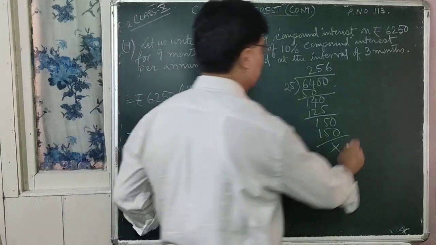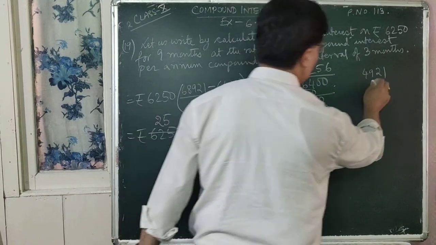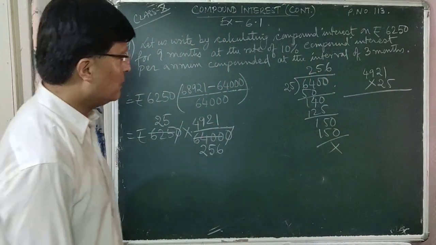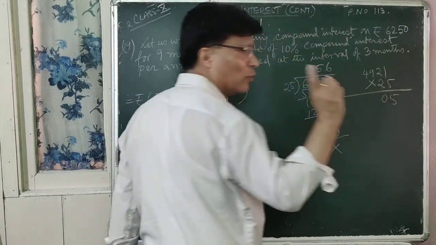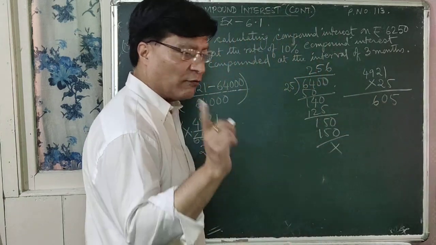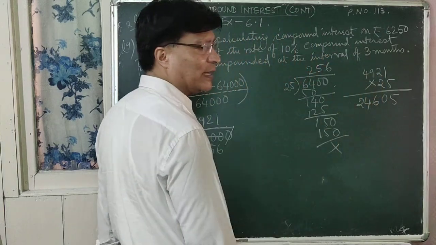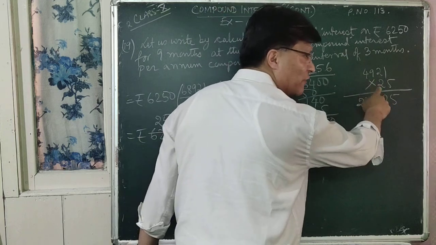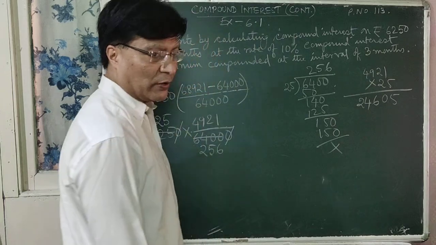Now let us multiply. Now 4921 should be multiplied by 25. Let us multiply them. Okay. So it is 5 1s are 5, 5 2s are 10, 0, 1, 5 9s are 45 plus 1, 46, 4 is there, 5 4s are 20 plus 4, 24. Let us check it once again. It is 24, right?